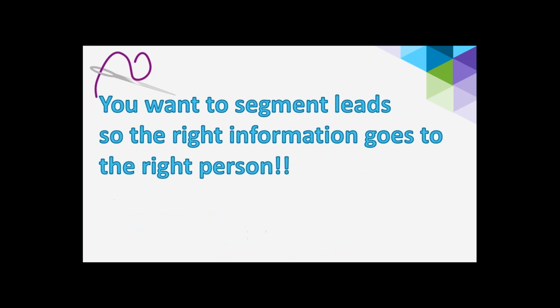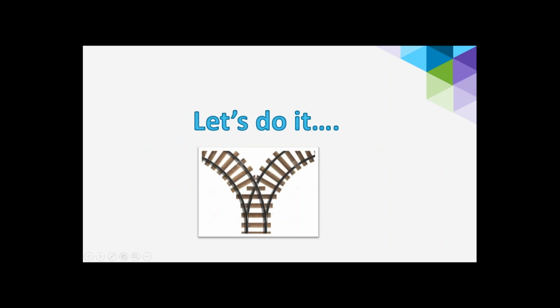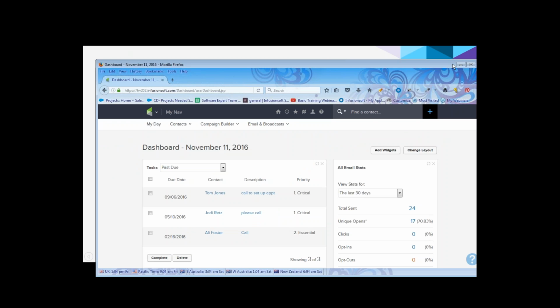So these are just a few scenarios, and again, I'm going to reiterate, you want to segment leads so the right information goes to the right person automatically. Because a lot of people are like, I don't need those. Why would I need those? Or how do I get those if I do need them? That's what we're going to learn today, and those are some examples of why decision diamonds are so powerful. So let's do this. I'm going to get into the Infusionsoft application, and I am recording this.